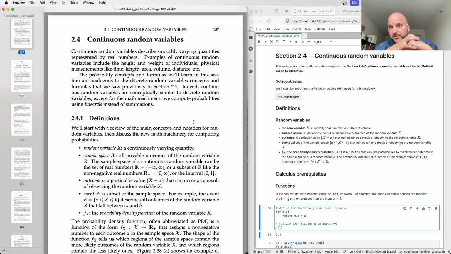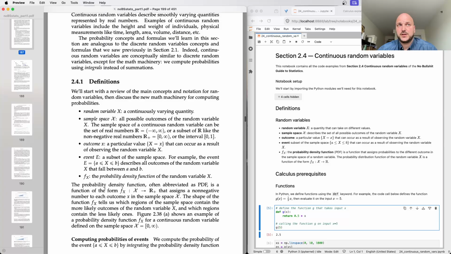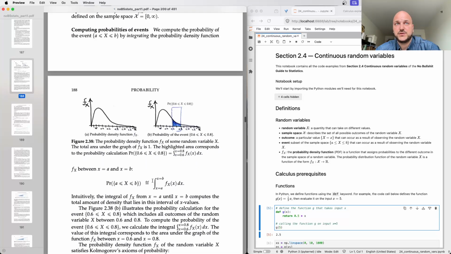Now, the math machinery when working with continuous random variables is completely different. We can't just sum over the individual outcomes, because there are infinitely many outcomes in a continuous way. So there's a continuum of outcomes. The way we describe these random variables is using a probability density function. It tells you where there's more probability. We call it density. And when we compute probabilities, we use integration.